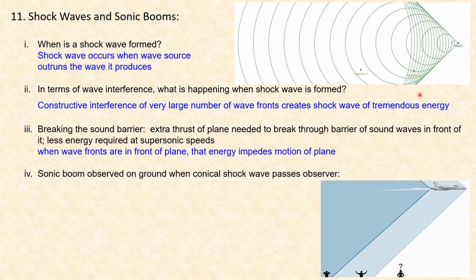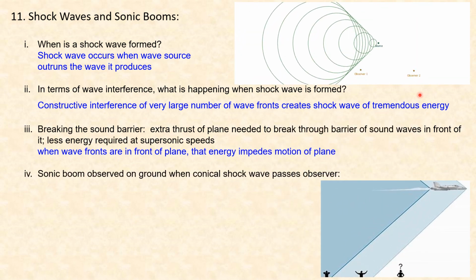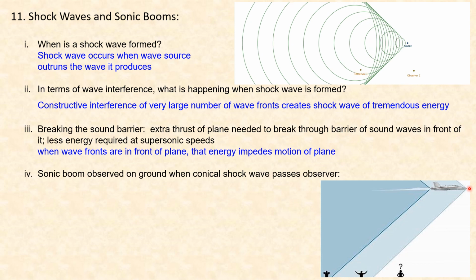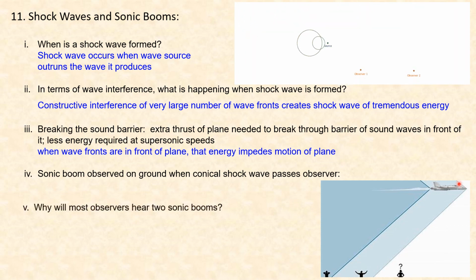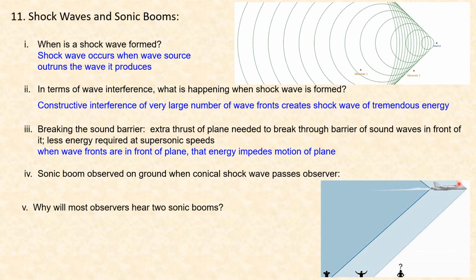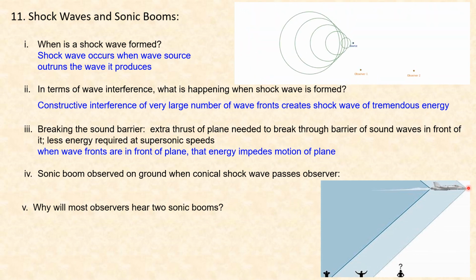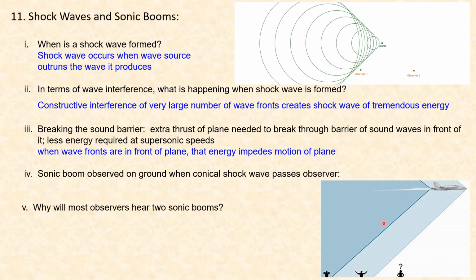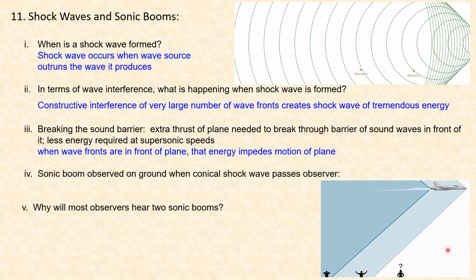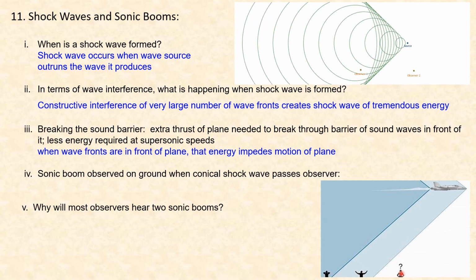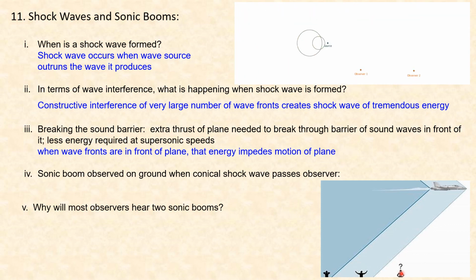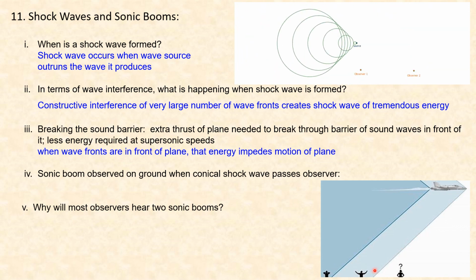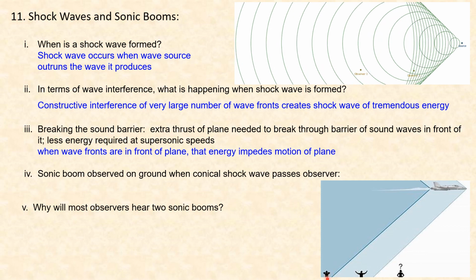So the sonic boom is observed on the ground when the conical shock wave passes the observer. You can see here this conical shock wave. Why will most observers hear two sonic booms? Because if you look at the picture here, there is a shock wave formed on the front of the plane, right? You see this conical shock wave, as well as the rear of the plane. So very often, if you're observing this, you will hear two sonic booms in very close succession to one another. The first one when the shock wave from the front of the plane passes you. The second one when the shock wave from the rear of the plane passes you.